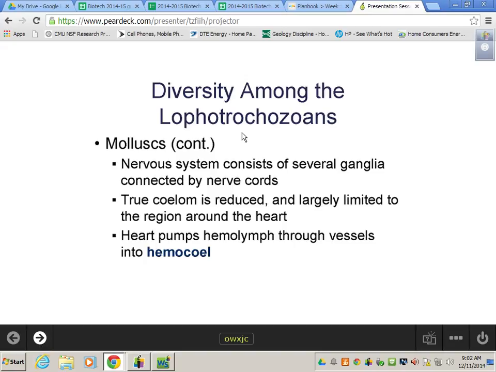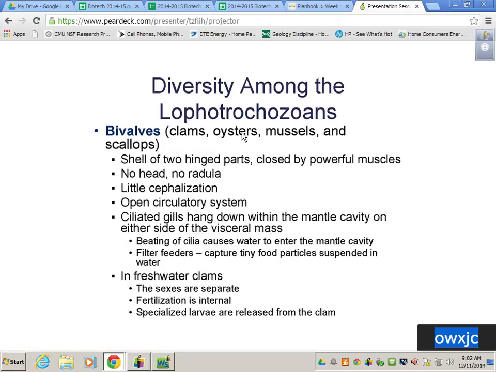And then bivalves. We have these in Michigan, freshwater clams, mussels, and scallops. Scallops are good. They taste good. The shell is of two hinged parts, hence the name bivalve. They're closed by powerful muscles. There's no head or radula, and there's little cephalization. So there's not like that head region. And if you think about a clam, you understand a bivalve.